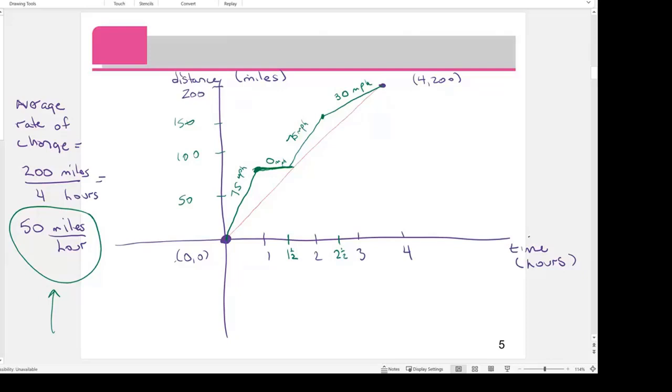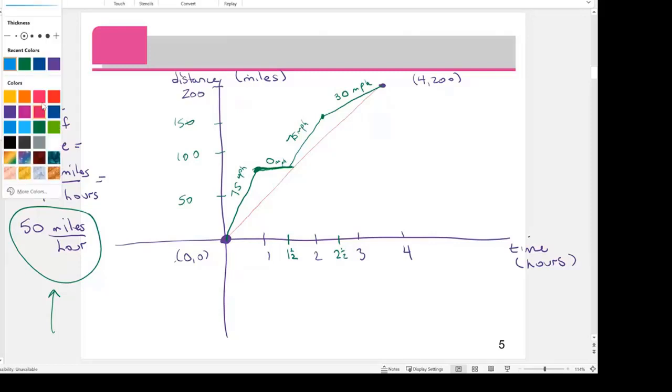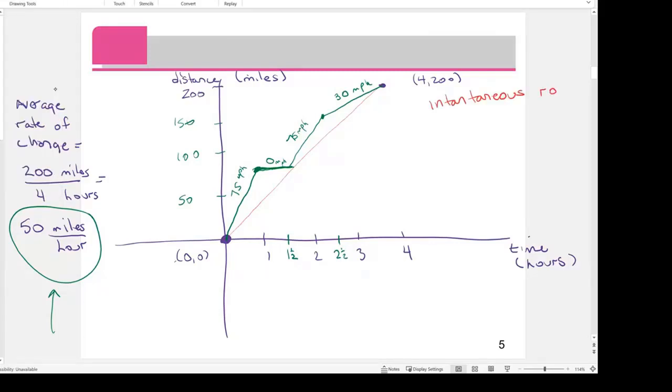But the other thing I'm saying is that the instantaneous rate of change, ROC will stand for rate of change. So the instantaneous rate of change here would be 75 miles per hour between the interval 0 and 1, and then 0 miles per hour between 1 and 3/2, and so on. And what does that mean?